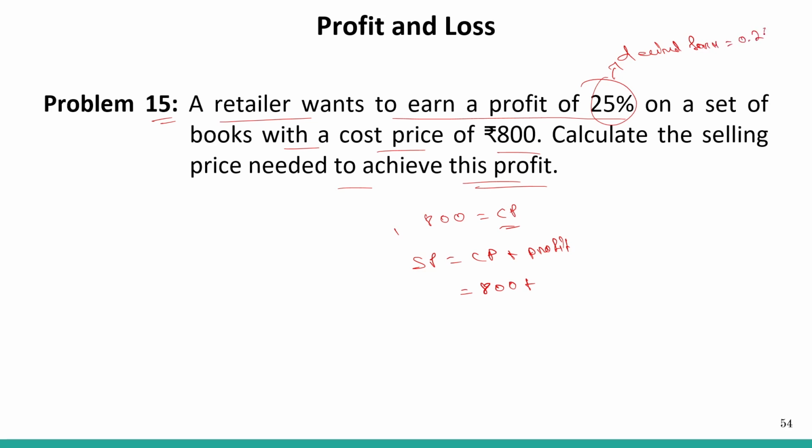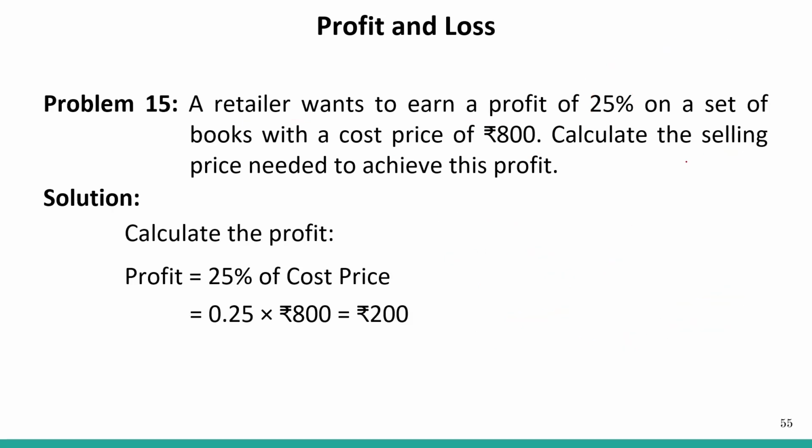is equal to 0.25, right? So this much into 0.25 into what? 800. This is equal to 800 into 1.25. Okay, so this is nothing but what? 800 into 125 by 100. So cancelling these zeros, what we are left with is, so it will be 1000. Okay, so 1000 must be the selling price.